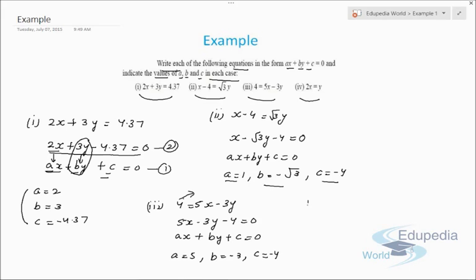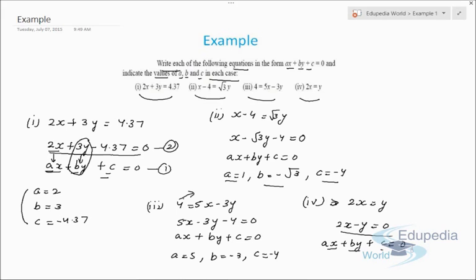Now the fourth equation is 2x equals y. So 2x equals y means this can be written as 2x minus y equals 0. Now in this part, if we compare this equation with ax plus by plus c equals 0, we have the x part, we have the y part, but there is no constant part, means we cannot compare c with any number.